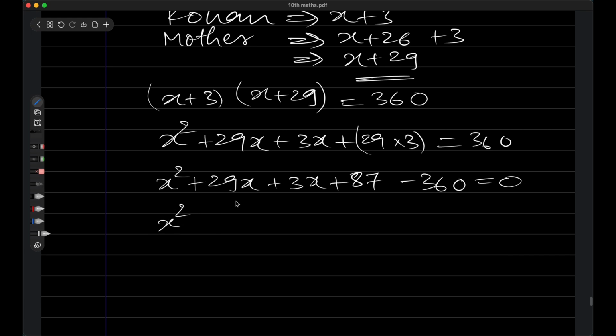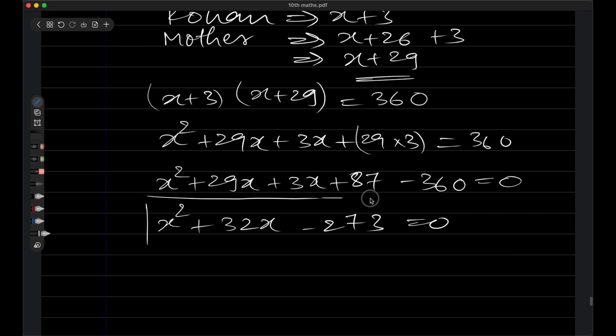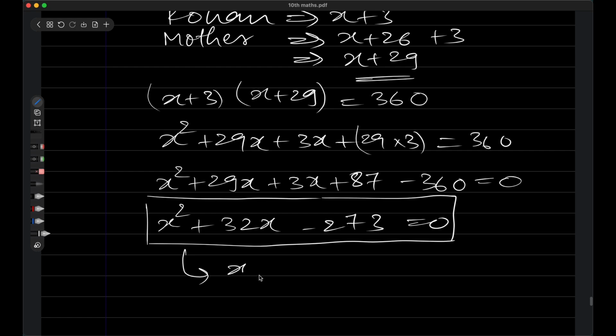Simplify this, we have x square, 29 plus 3 is 32x, plus 87 minus 360 is minus 273, so x square plus 32x minus 273 equals 0, which is the required quadratic equation, where x is the present age of Rohan.